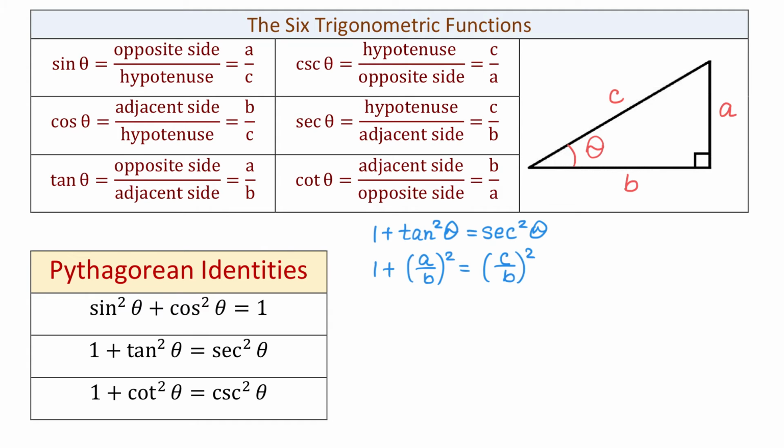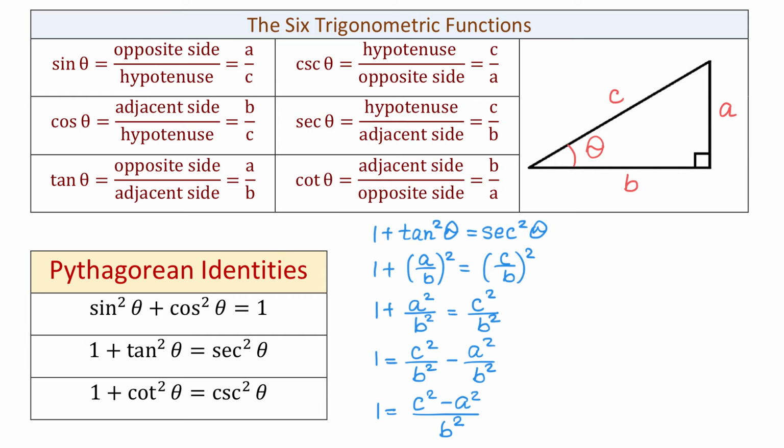Then if we raise each fraction to the second power, we will have 1 plus A squared over B squared equals C squared over B squared. Now let's move this fraction to the right. Then we will have that 1 equals C squared over B squared minus A squared over B squared. And if we subtract these two fractions, we will get C squared minus A squared over B squared.